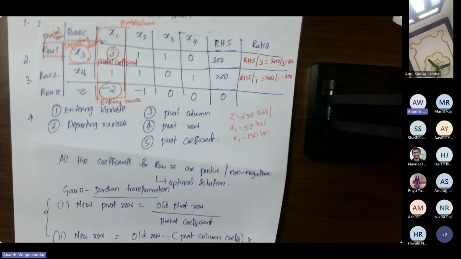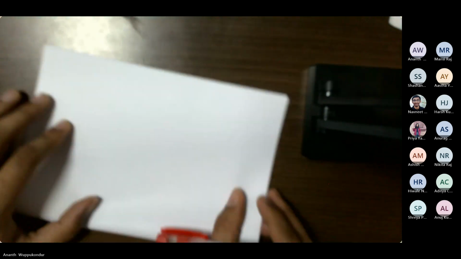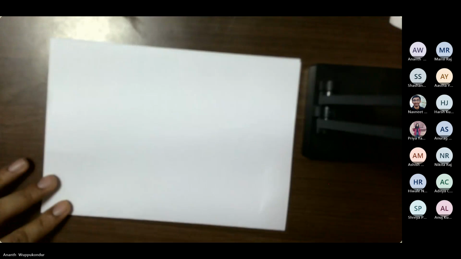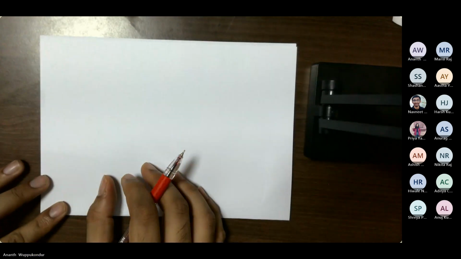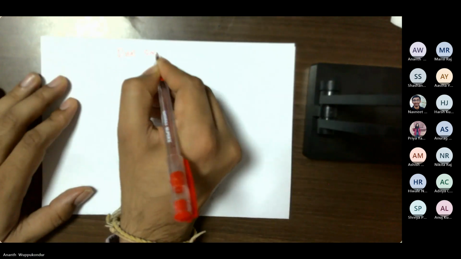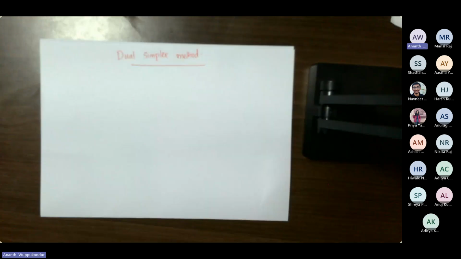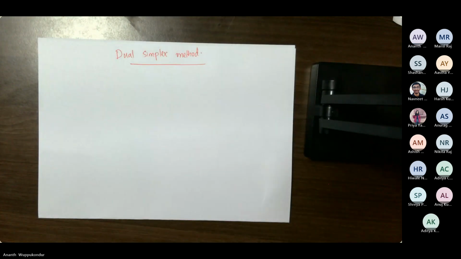So now in today's class, we are going to look at one more simplex method. It is called the dual simplex method. And this is similar to the simplex method that we saw in the last class. You can tell that from the name itself that it is similar to simplex, but with some little variation in how we approach the solution procedure.